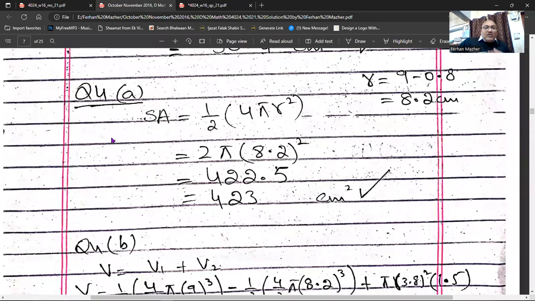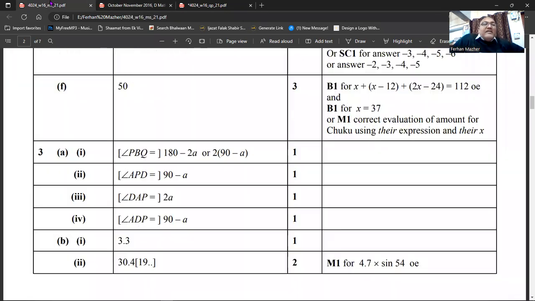Okay. So question number 4, part A, surface area will be 1 by 2 into 4 pi r square. That will be 2 pi r square, and r value is 8.2 and it's squared. If you do this in your calculator, you will write 4 multiply pi multiply 8.2 square equals, and that will be 422.5, which is approximately 423 centimeters square.